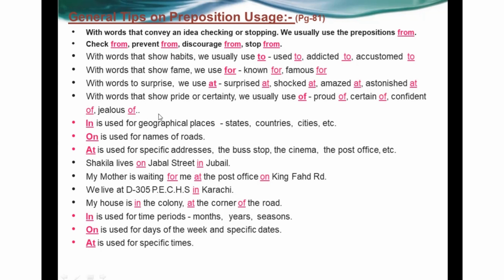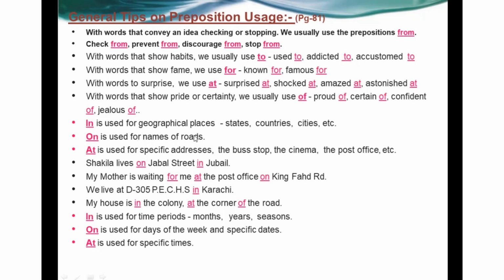Now let's see what kind of examples are there. In is used for geographical places, states, countries, cities, etc. Okay, like that. Now see, next one we have is on. On is used for names of roads. Okay, whenever they are giving you the names, then we use on. We always use on with the names of the roads.